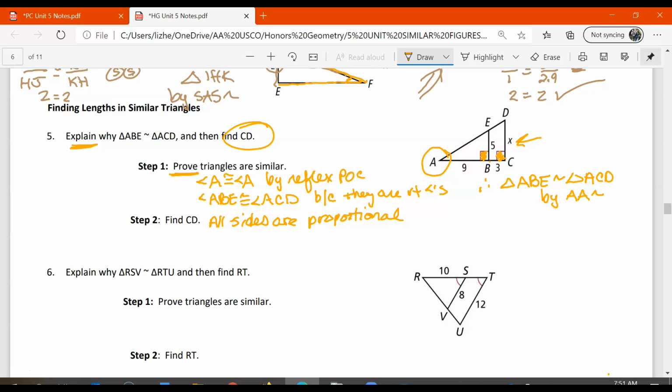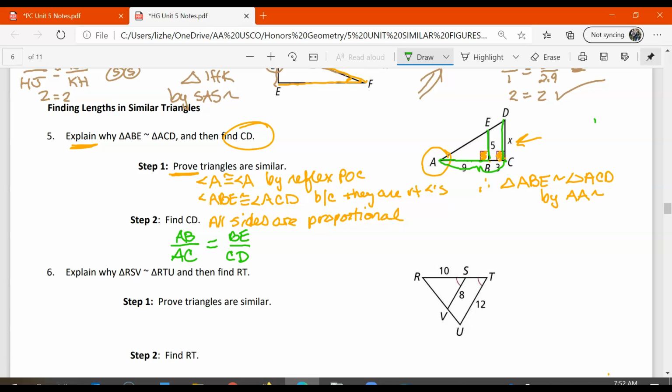And I'm going to say that the side AB compared to the side AC, so AB is the small triangle, AC is the big triangle, that comparison has to be equal to the side BE of the small triangle to the side CD of the large triangle. So I'm saying this compared to this is equal to this compared to this. That's your proportion.